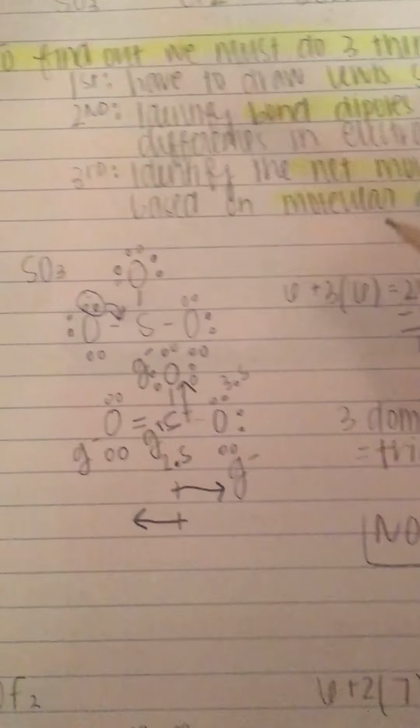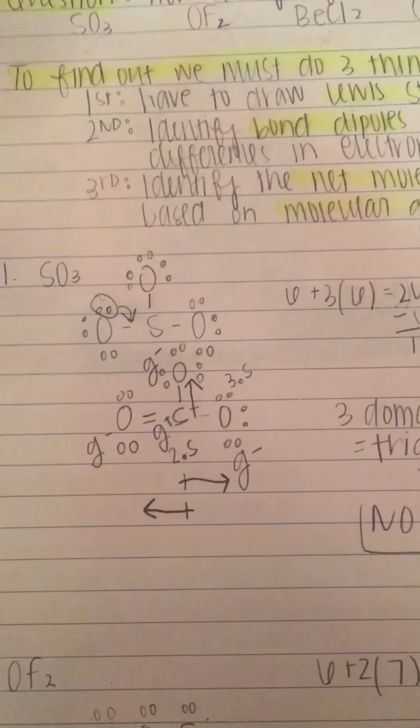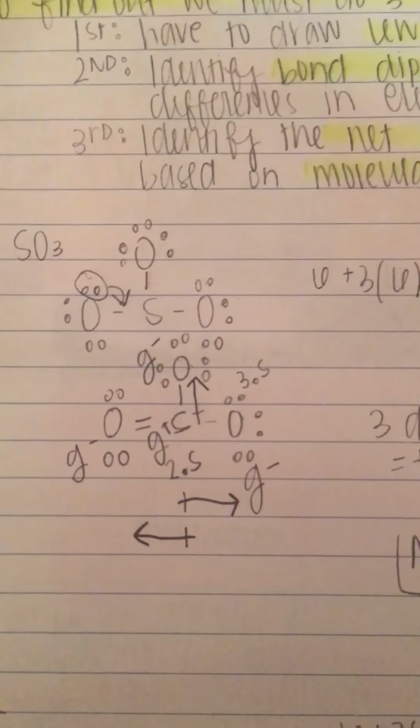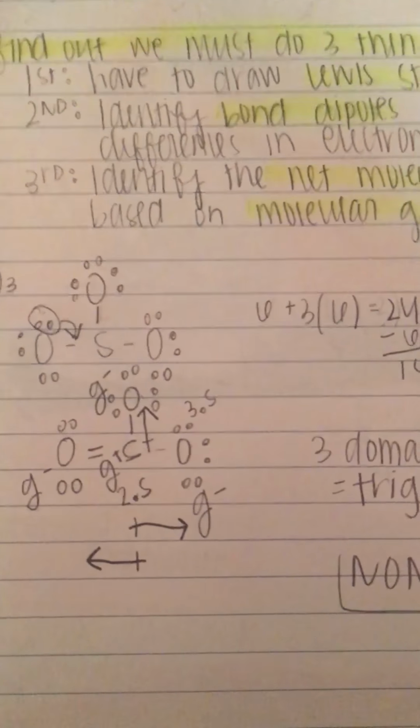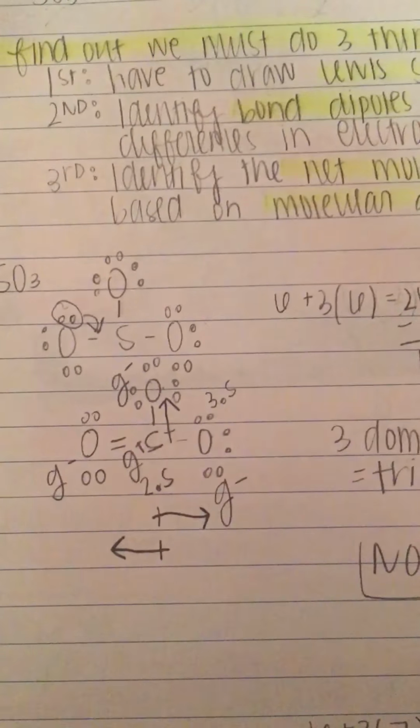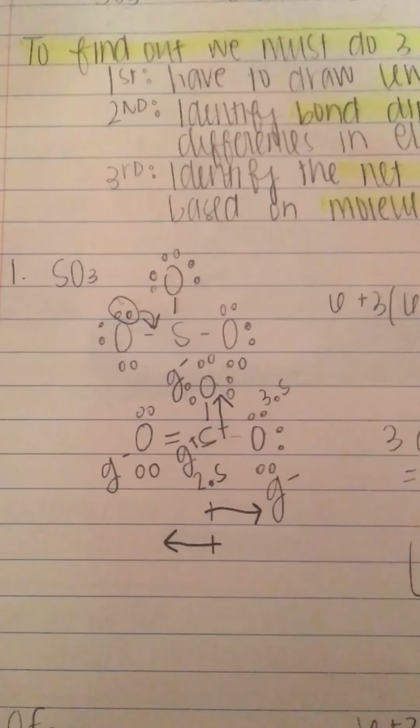So then we have to do the net molecular dipoles based on molecular geometry. We have 3 domains with 0 non-bonding, so that gives us a trigonal planar. And because the 3 domains are the same, the bonds cancel, so that gives us a nonpolar molecule. So SO3 is nonpolar.